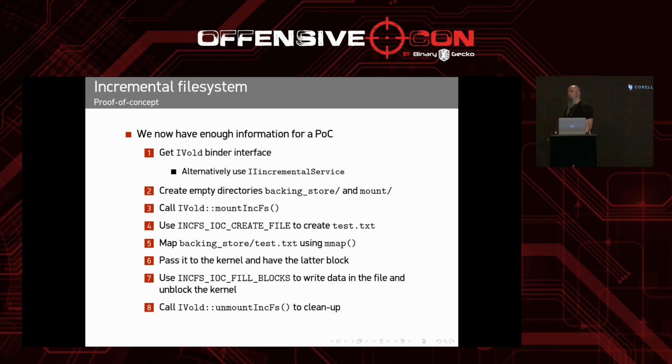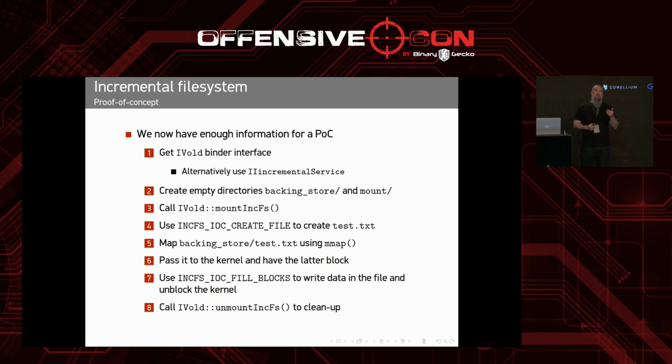And now, we also have enough information to construct a proof of concept for this technique as well. So what we do is that we get the IVold binder interface if we're running under the system server SELinux context. Or if we're a system app, we do this indirectly using the incremental service. But we won't have a look at it. We create the incremental storage mount directories, and we use the corresponding callbacks in Vold to create the mount point. We create an empty file, test.txt. And in the same process, we open and map that file and pass it to the kernel.